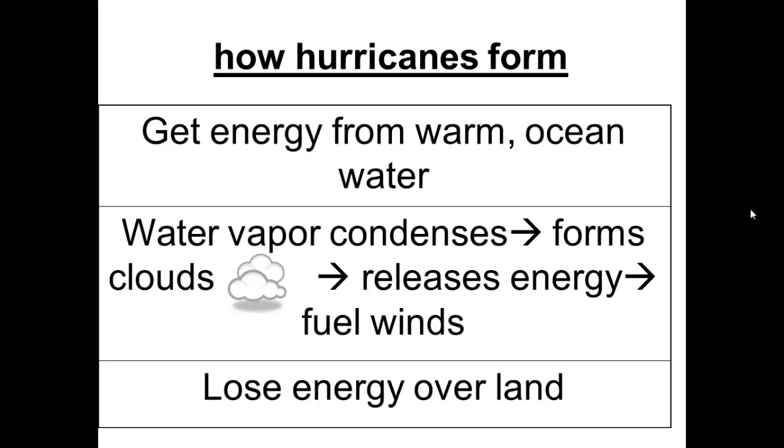Once it is over land, the hurricane's energy is reduced. Even though the swirling winds of a hurricane are not as fast as a tornado's winds, the winds of these ocean storms are more destructive. Why do you think that is?